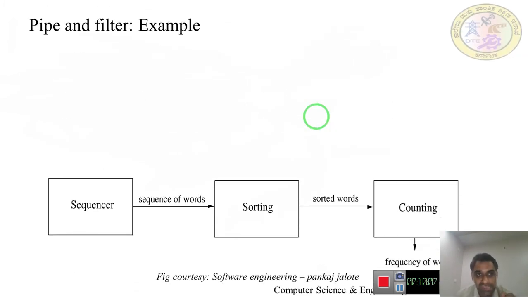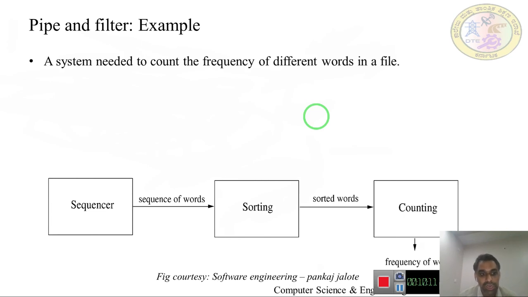Okay, so let us try to understand more about pipe and filter through an example. What does the example say? The example says that a system needs to count the frequency of different words in a file. Before that, let us go through the problem definition. Let us consider an example of a system that needs to count the frequency of different words in a file. You have to propose an architecture using the pipe and filter style for a system to achieve this.